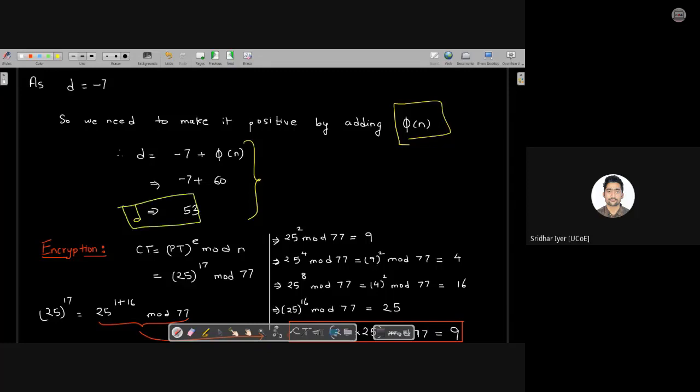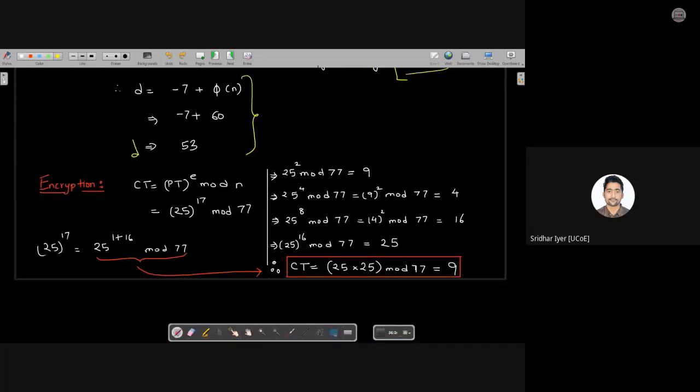Fine. So what next? Next, you need to encrypt and decrypt. Let me just rearrange it. Yeah. So the encryption is again very simple. It is plain text raised to E mod n. Plain text given in the problem is 25, if I'm not wrong. Yeah, m is 25. So it is plain text raised to E mod n. So it simply turns out to be 25 raised to E, which was 17, mod 77. And you will get the answer as 25 raised to 1 plus 16 mod 77.